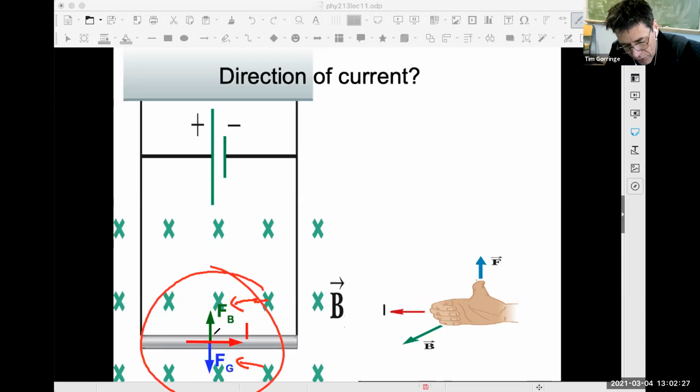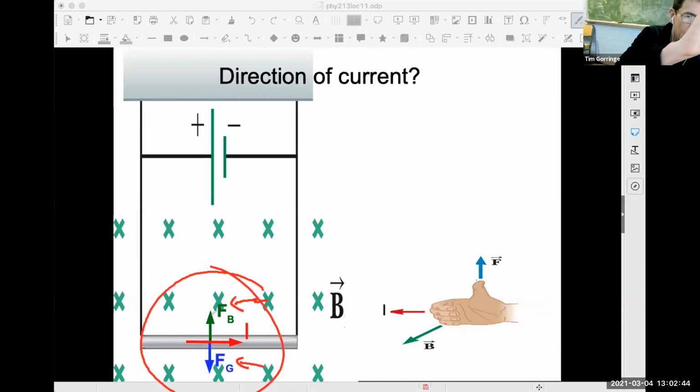So what direction must the current be to get an upwards magnetic force? Well, you could just try this out, right? The current could either flow left to right along the wire, or it could flow right to left along the conductor. So you just try out those two cases.